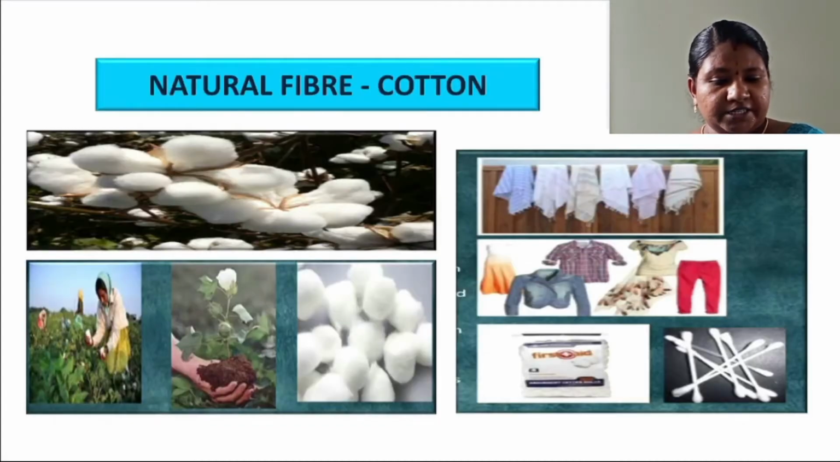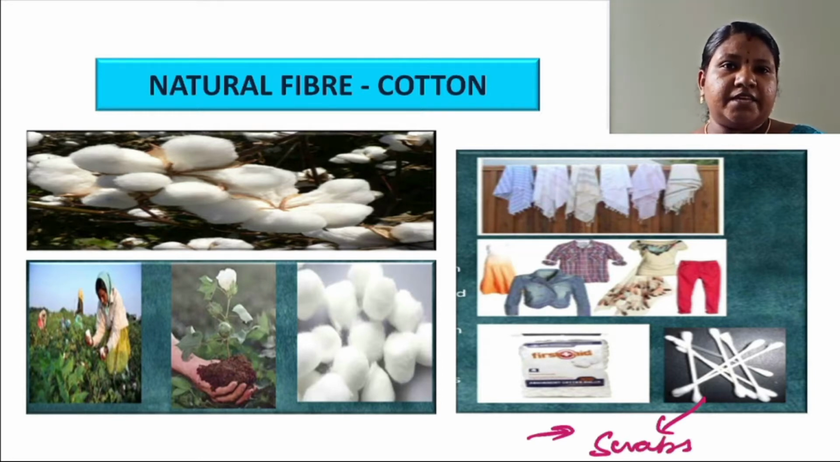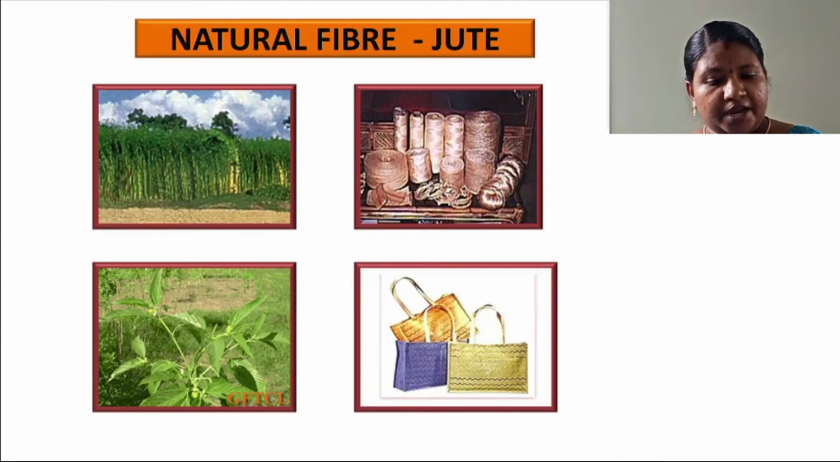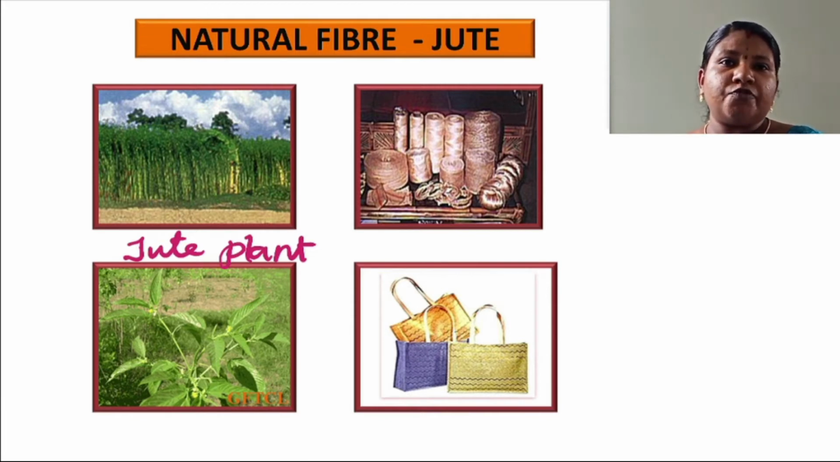Cotton. Cotton is a natural fiber which is obtained from the cotton plant. You know, isn't it? From that we get cotton, and that cotton will be further processed to make the garments and even the swabs and other things. Right. And natural fiber, jute. Jute is again a natural fiber which we get from the jute plant. And it is subjected to further processes. Then we get very useful materials like jute bags and other things.